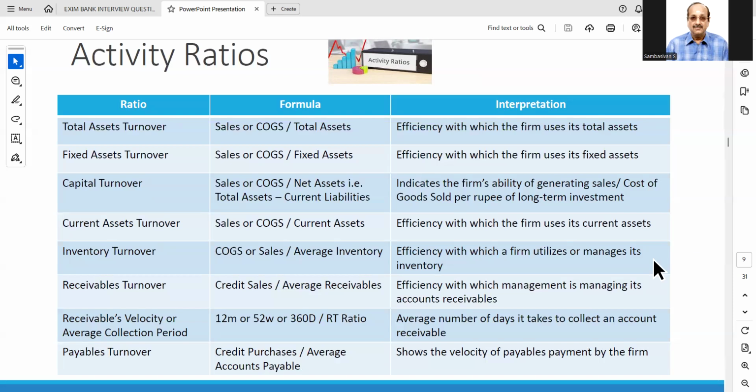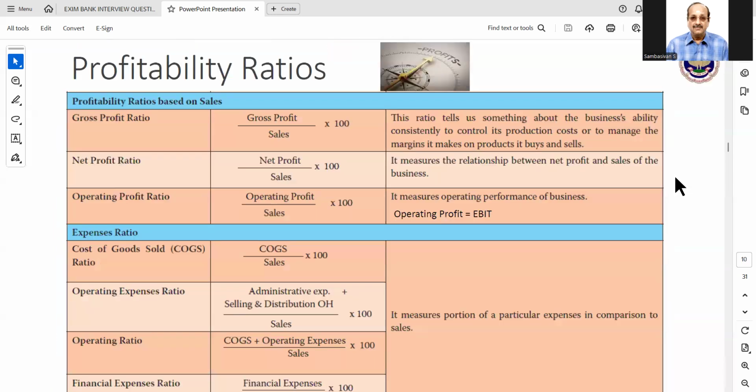Receivables: credit sales by average receivables. Inventory: sales by average inventory. Receivables period: 12 months or 52 weeks or 360 days divided by the receivables turnover ratio. Then payable turnover: credit purchases by average accounts payable.